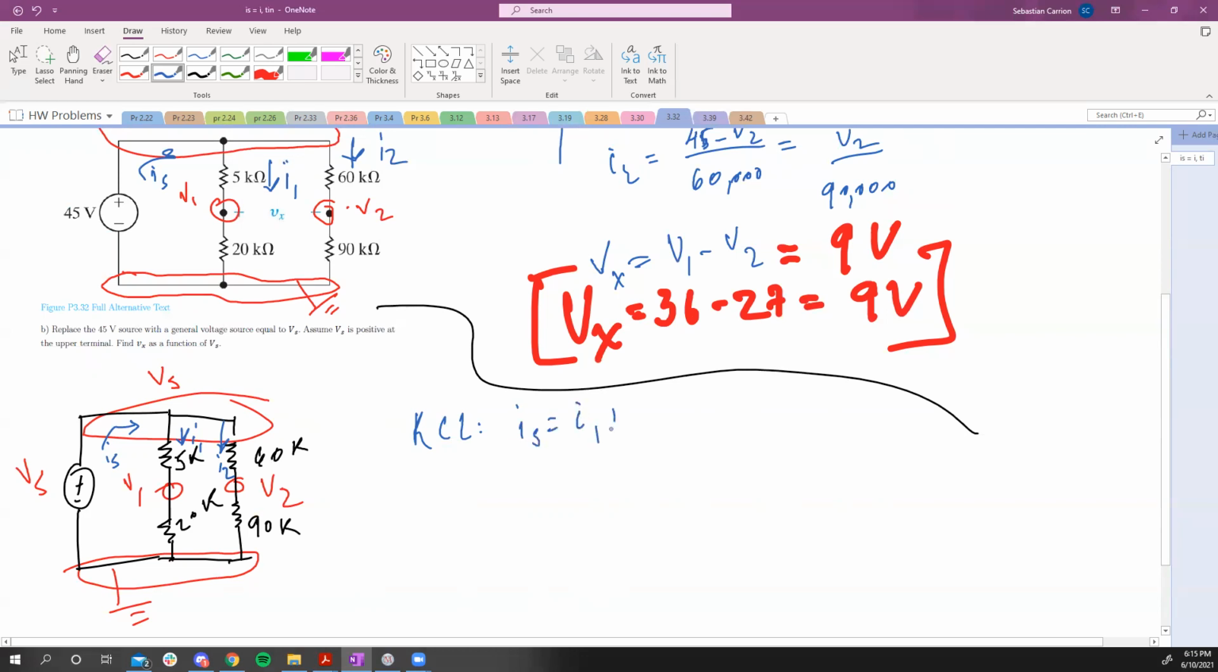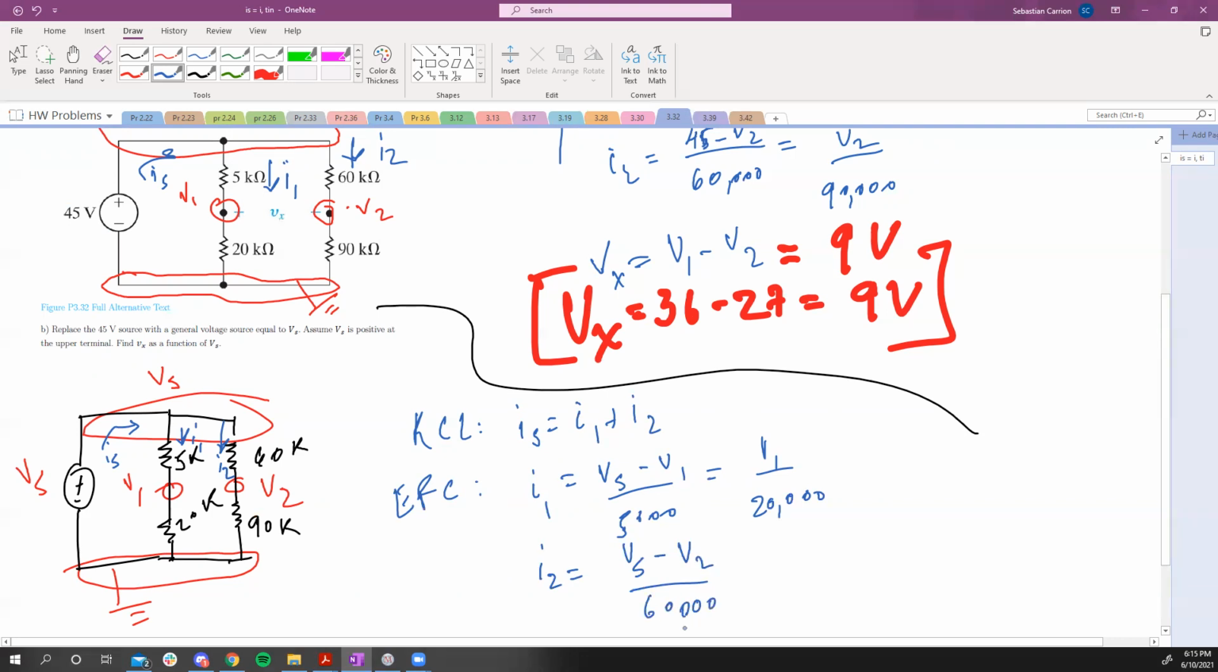IS equals I1 plus I2. Our equations for components: I1 equals Vs minus V1 over 5,000, which is also equal to V1 over 20,000. Then I2 equals Vs minus V2 over 60,000, and I2 is also equal to V2 minus 0 over 90,000.